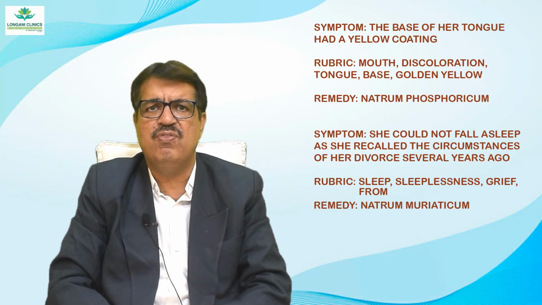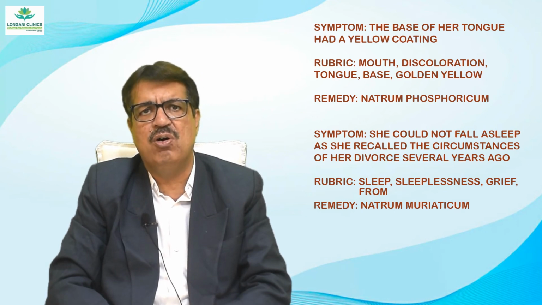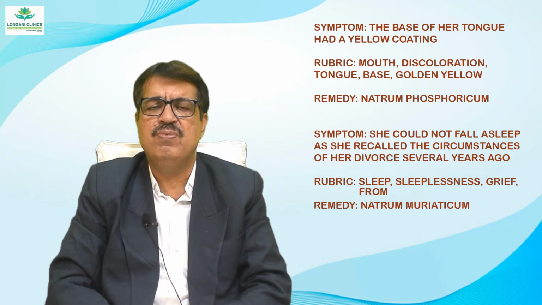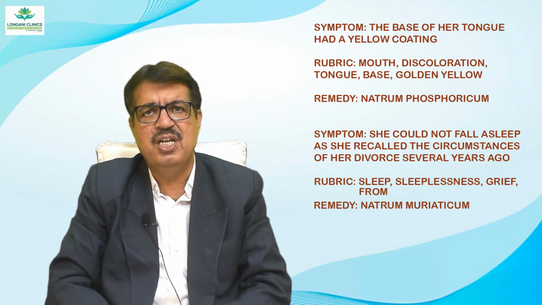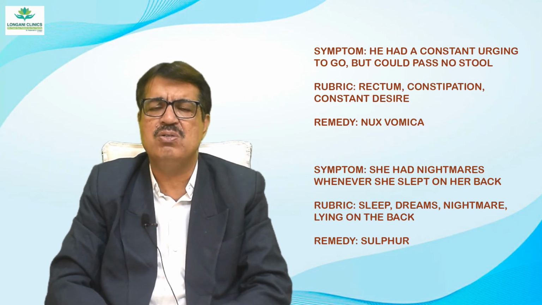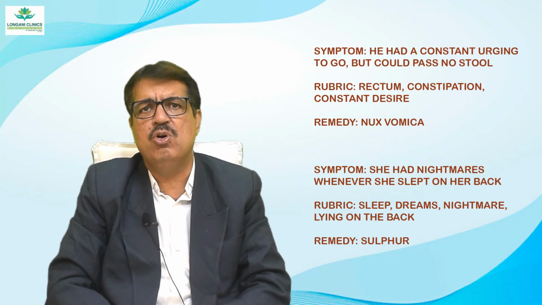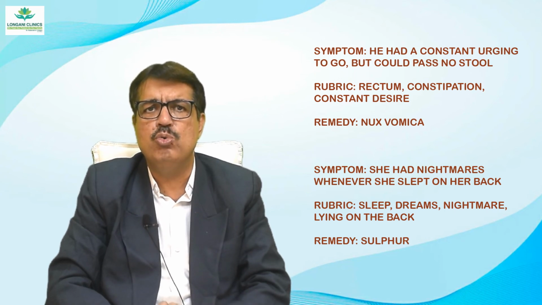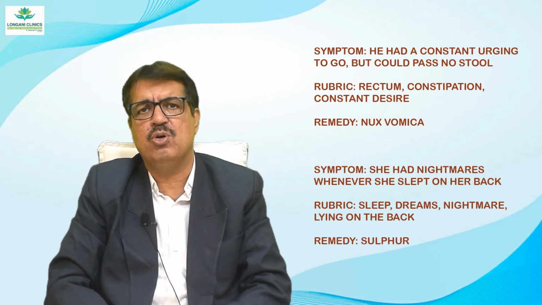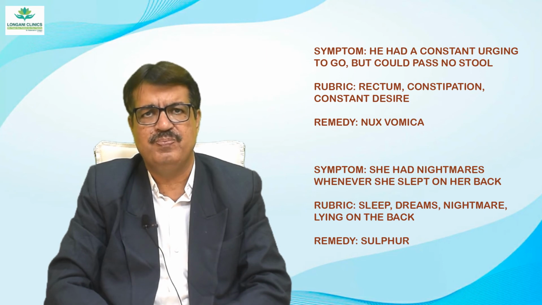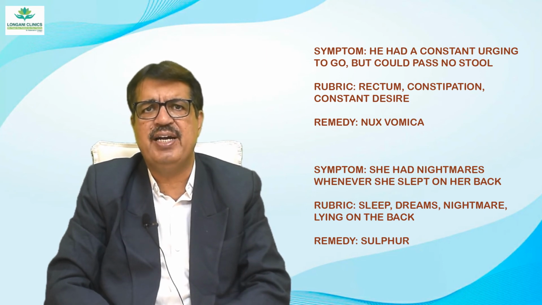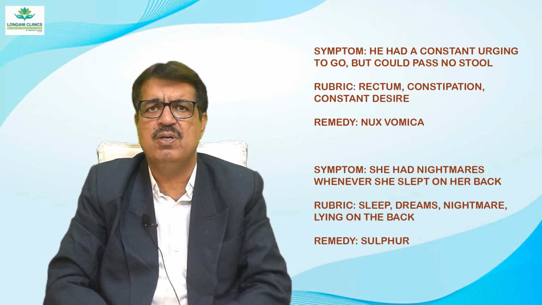Symptom: she could not fall asleep as she recalled the circumstances of her divorce several years ago. The rubric: sleep, sleeplessness, grief from. The remedy is natrum mur. Next symptom: he had a constant urging to go but could not pass anything. Rubric: rectum, constipation, constant desire.